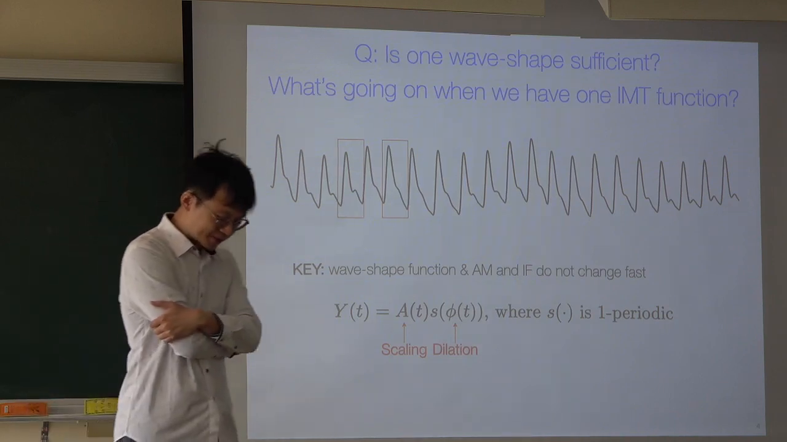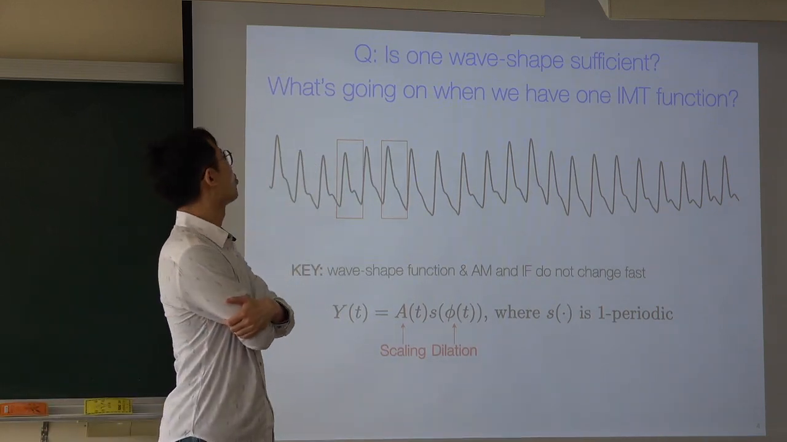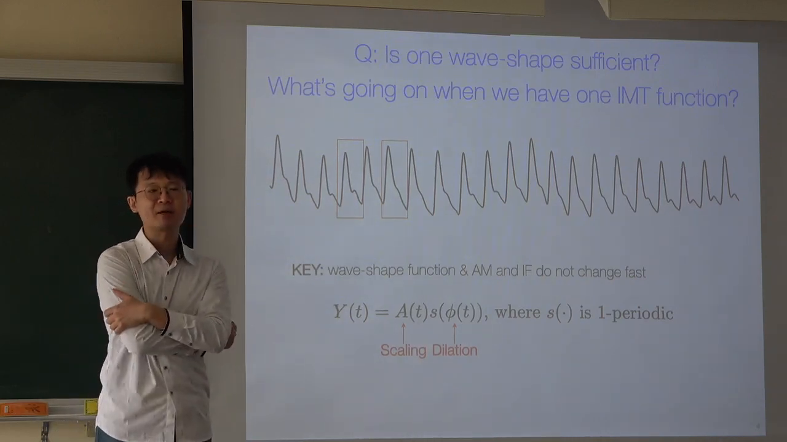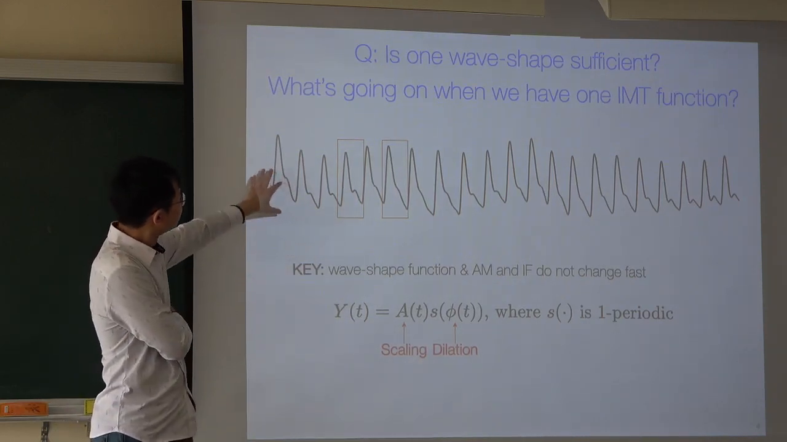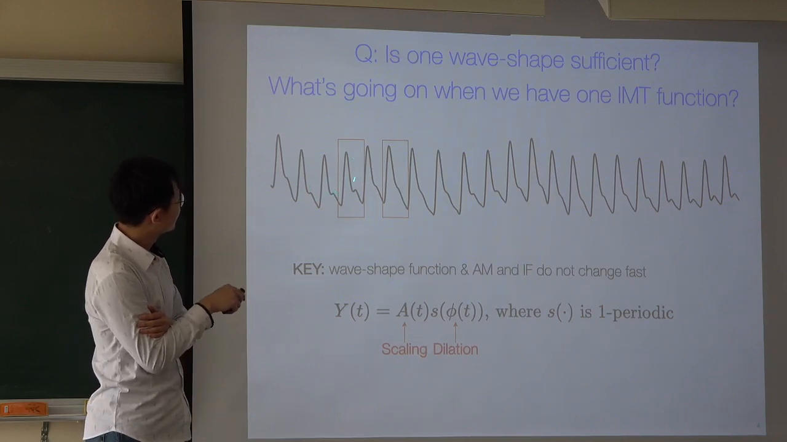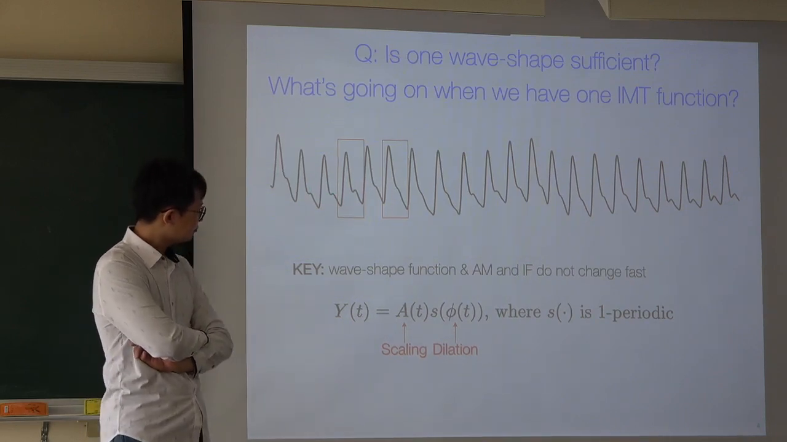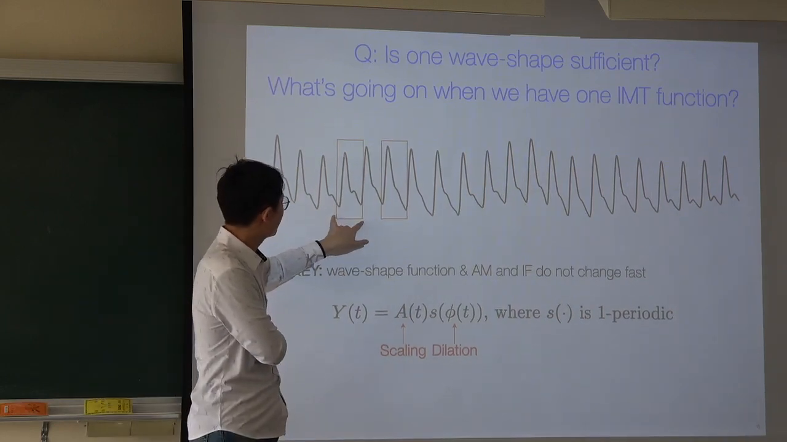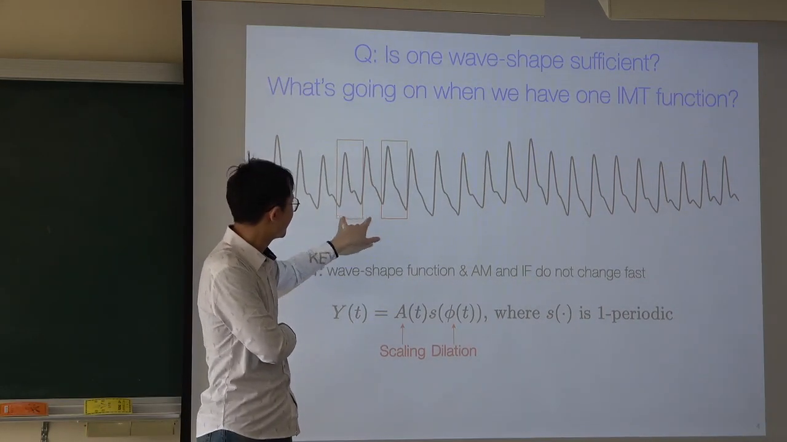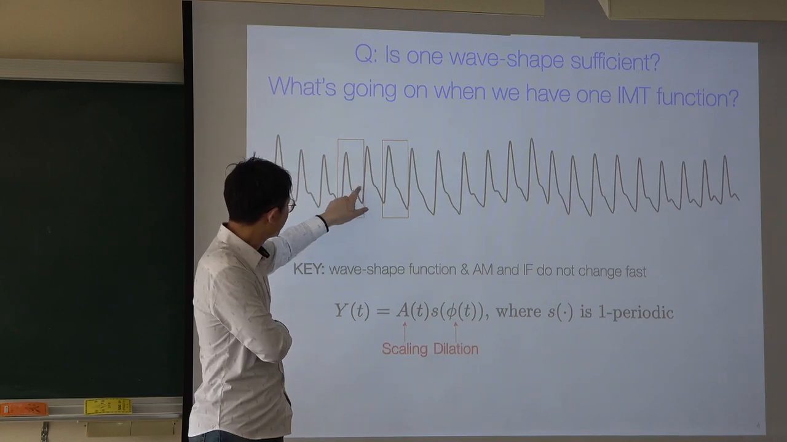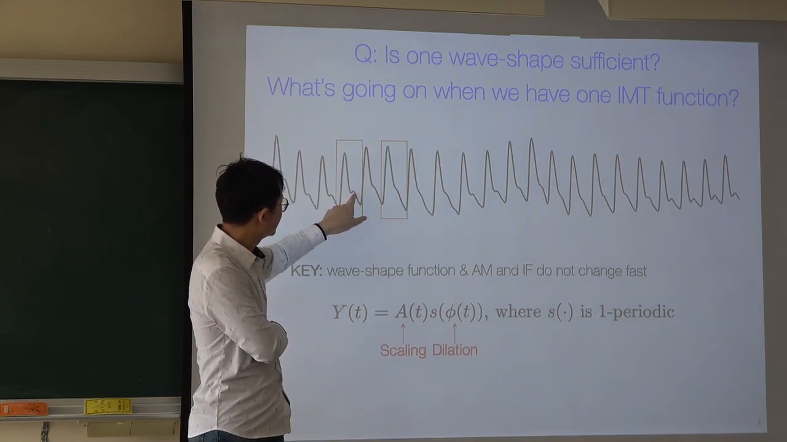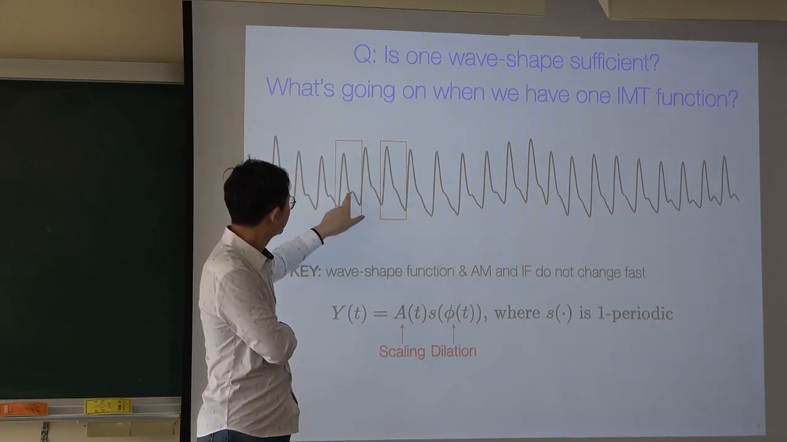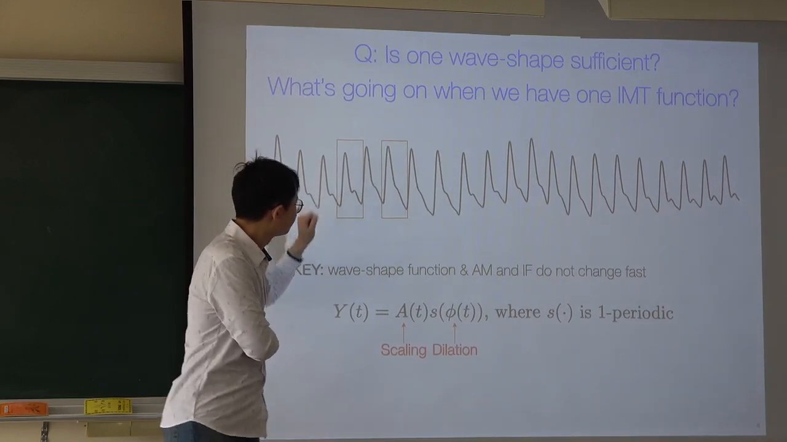To discuss it, let's focus on one intrinsic mode type function. That is, if we only have one component. For example, in this signal, let's focus on the cardiac component. And if you pay attention, you may see that there are two blocks that I indicate. One has a small ear, right here. And the other one has no ear. Ear, no ear.